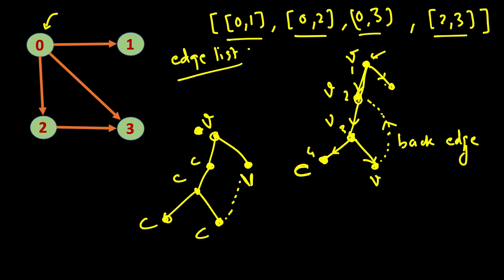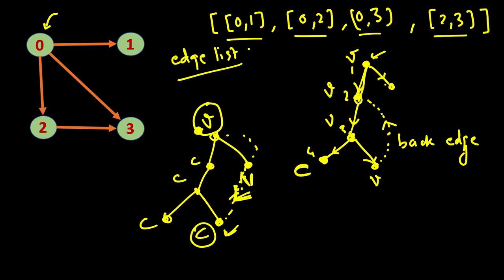So if there is some edge like this, from this to this kind of edge, then we will check that the edge goes to a complete node. So if it's completed, then it's not a back edge. But if it goes back to a node like this, which is not yet completed but just visited, it's in the process of visit, then there is a cycle.